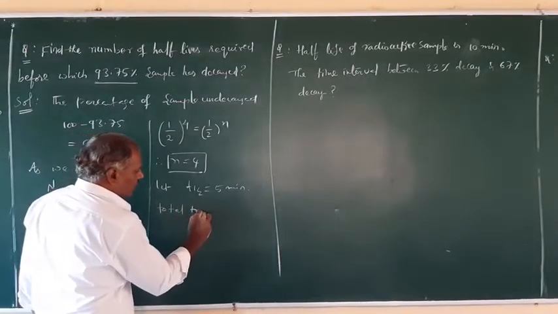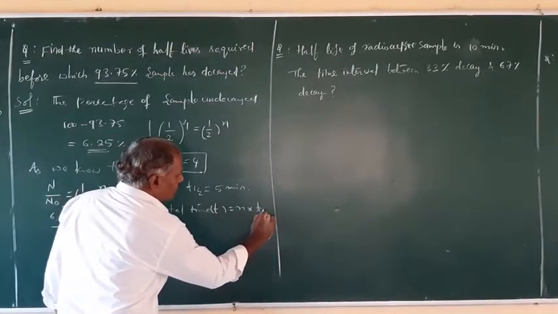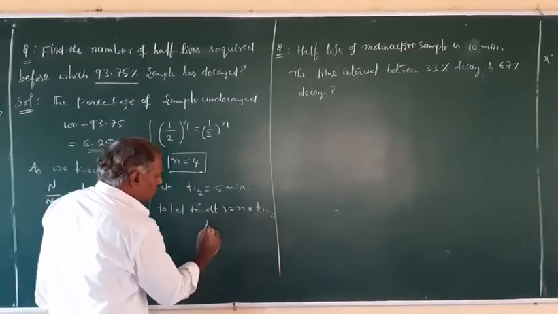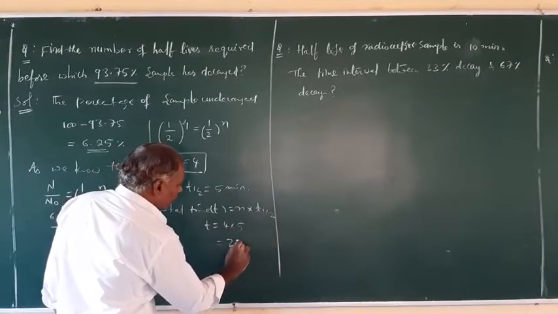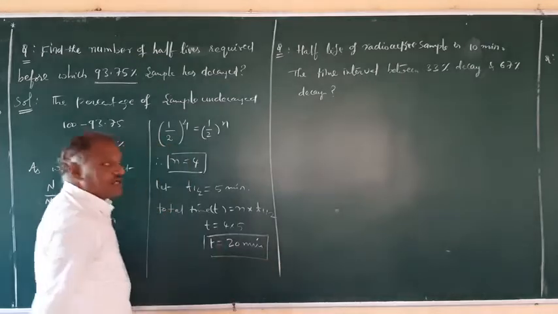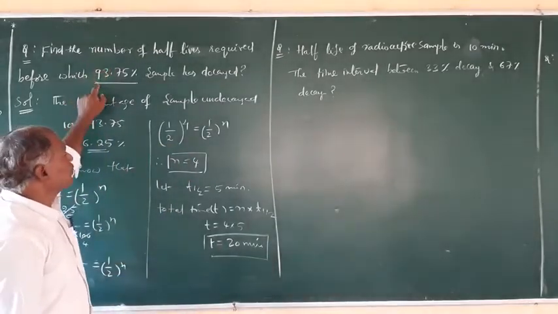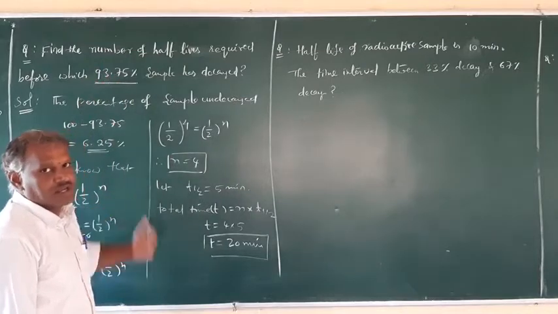So total time period T is equal to the number of half-lives into half-life time period. So T is equal to 4 into 5. It will become 20 minutes. So 20 minutes of time is required to make this radioactive sample to be decayed by 93.75%. So like this can be calculated, right?